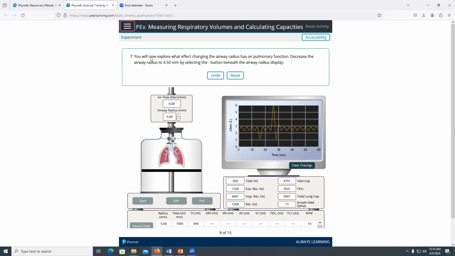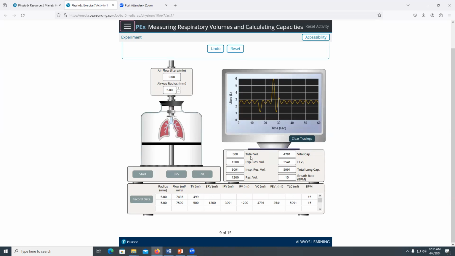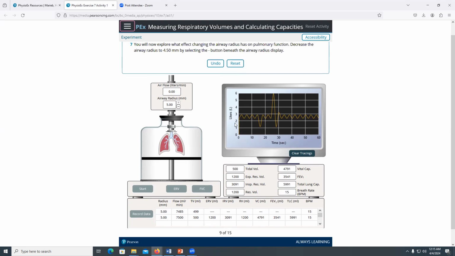So now we're going to be exploring what effect changing the airway radius has on pulmonary function. These are the dependent variables. We're going to decrease the airway radius, so that's my independent variable that I'm going to be changing. I'm going to be decreasing it, and then we're going to be looking at its effects on these volumes and capacity. These are the dependent variables.